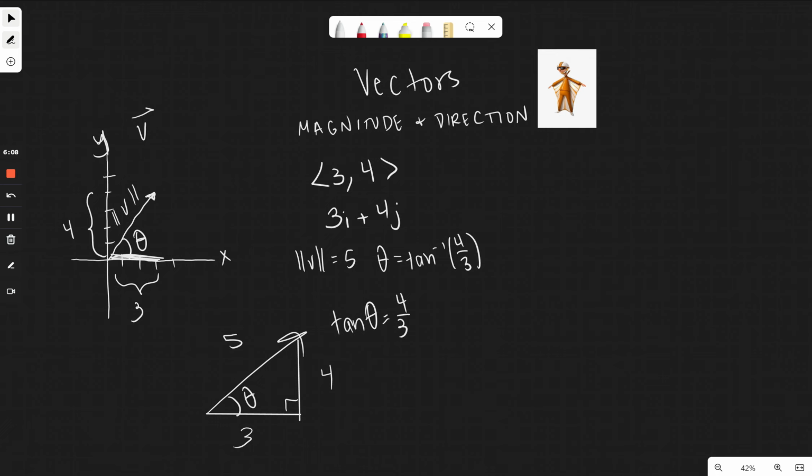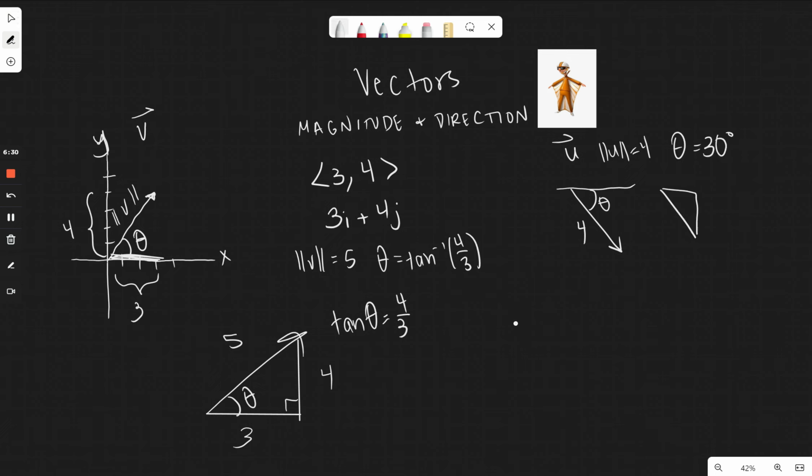Okay, so let's say you have a vector. Let's say it goes like this. This is called vector u. It has a magnitude of 4, and it has an angle, which I will draw right here, of 30. Well, if we were to redraw this vector in our little triangle here, it's going to be a 30-60-90 triangle, but you won't always have nice angles such as 30. So let's do it as if this were just any angle, not a 30 degree angle.